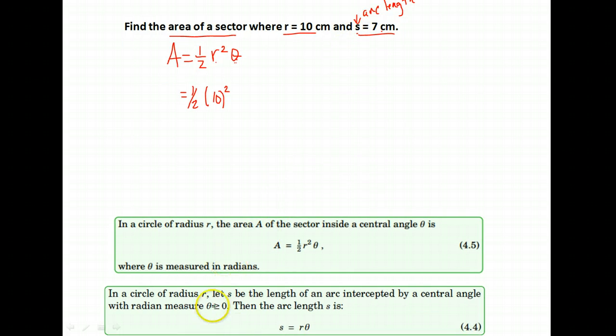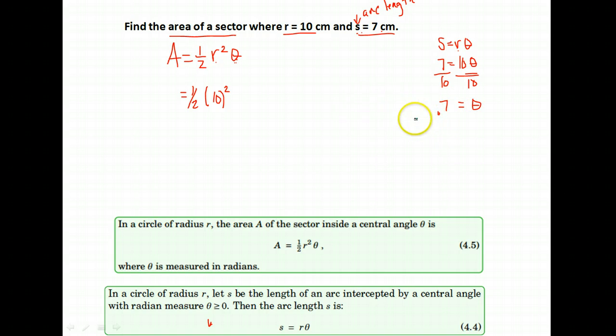Let's look down here. The formula for the arc length, if you've forgotten it, is s equals r times theta. That's what we did in our last lesson. Put in the information we know. We know the arc length is 7. We know the radius was 10. We don't know theta. That's what we were hoping to find. So I solve this for theta. To do that, I divide both sides by 10, and I get theta is 0.7.